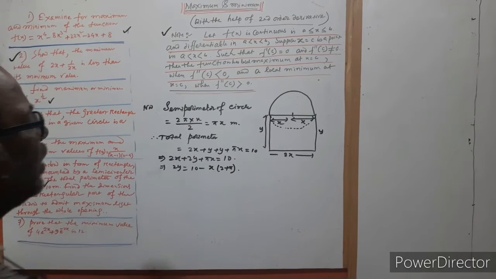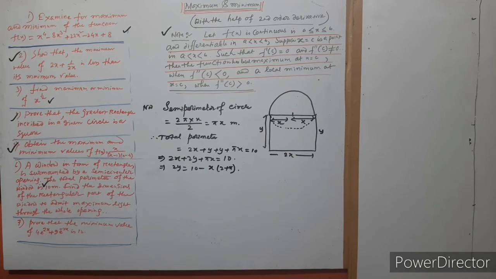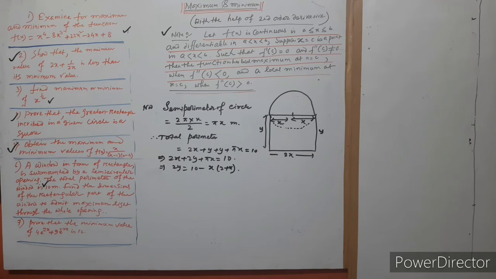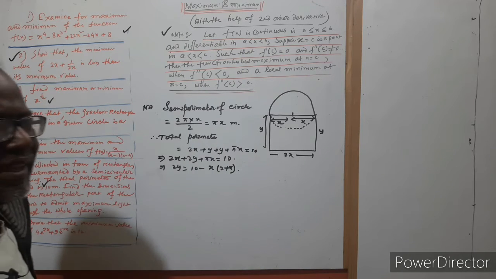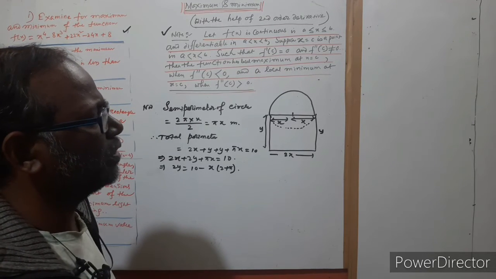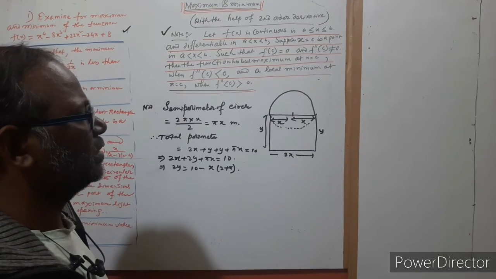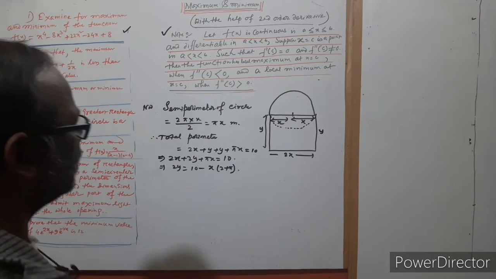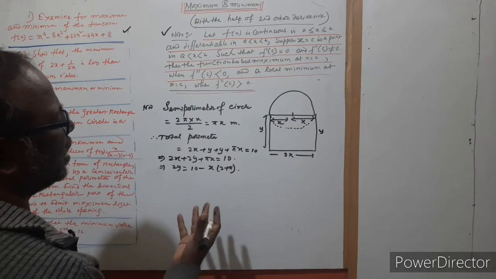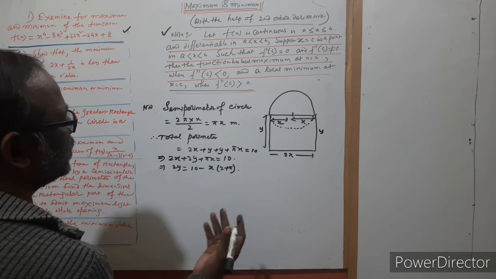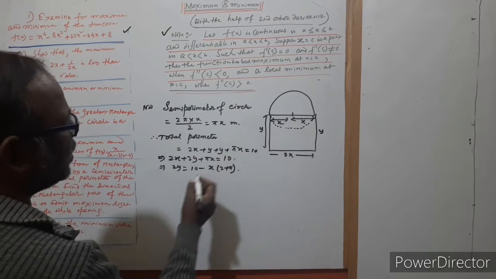Okay. Now find area. Actually, find the dimension of the rectangular part of the window to admit the maximum light. Let us assume per unit square length, C unit light is entered from the window. Okay, so how much light is admitted from the window, or C. First we have to find the area of the rectangle.